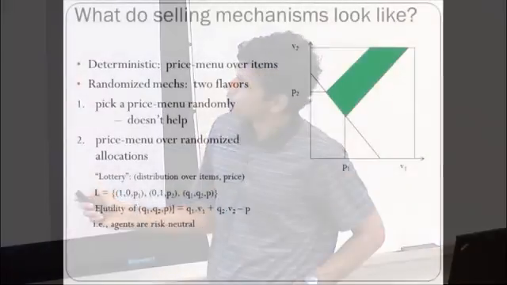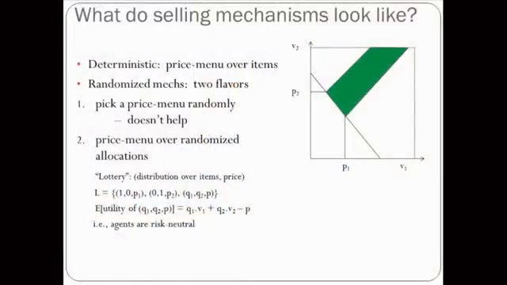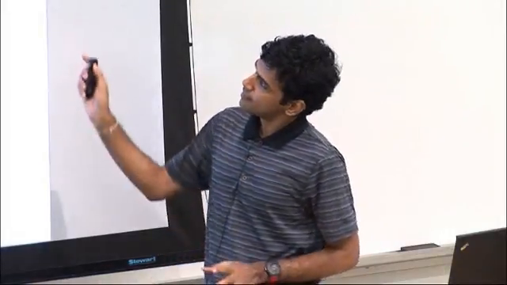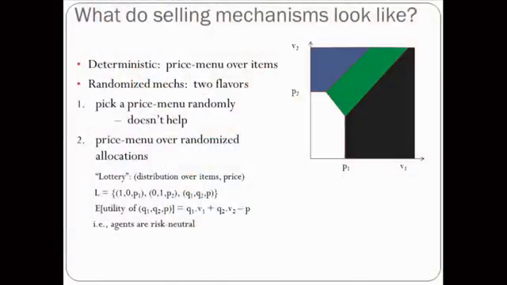Which means that I'm going to calculate the expected utility when he buys his lottery as Q1 times V1 plus Q2 times V2 minus P. So what have we done by adding this lottery? You basically have created a new market segment. A few of those guys who were buying item 1 and item 2 earlier will now move to this lottery. Then there are those guys who buy item 2, those guys who buy item 1.